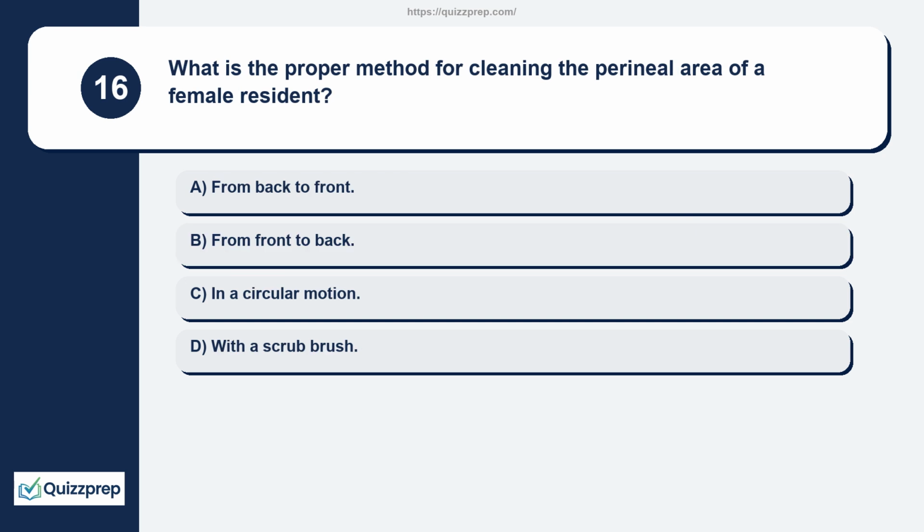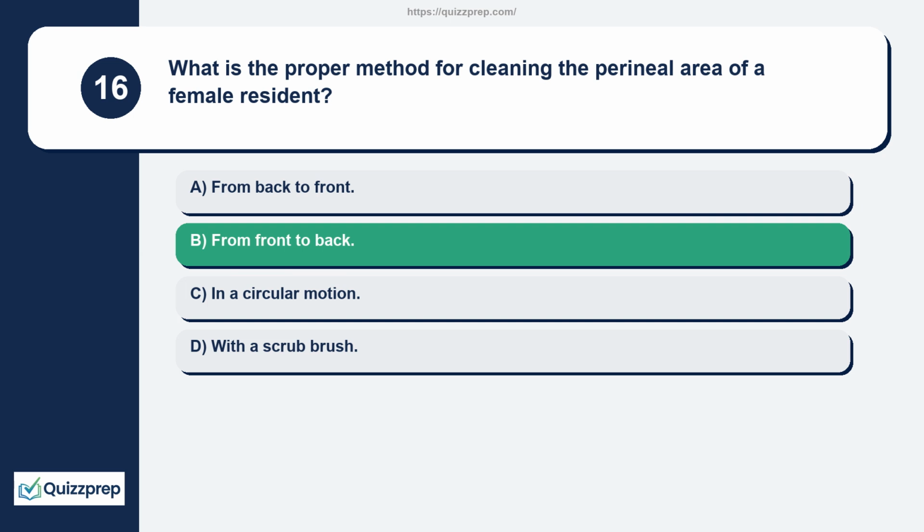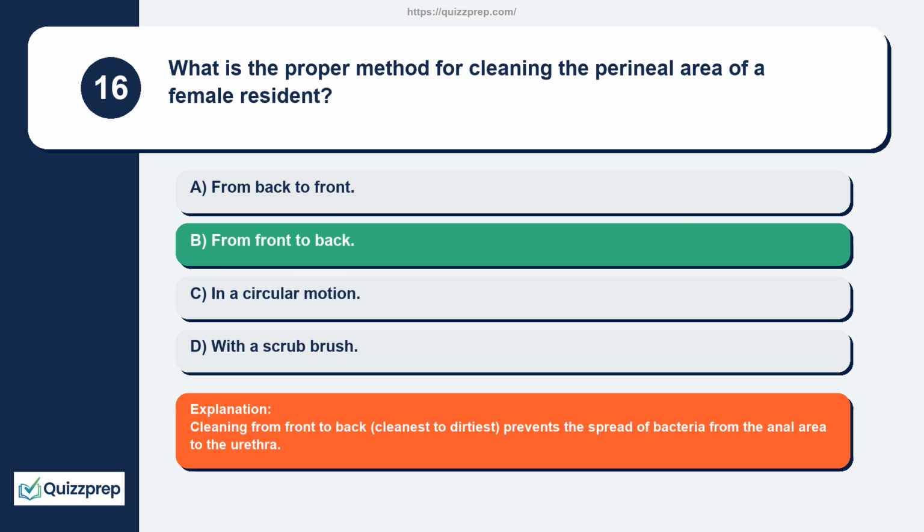Question 16. What is the proper method for cleaning the perineal area of a female resident? From back to front, from front to back, in a circular motion, with a scrub brush. Cleaning from front to back, cleanest to dirtiest, prevents the spread of bacteria from the anal area to the urethra.